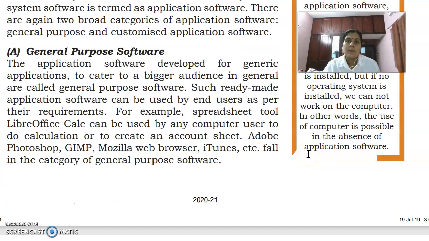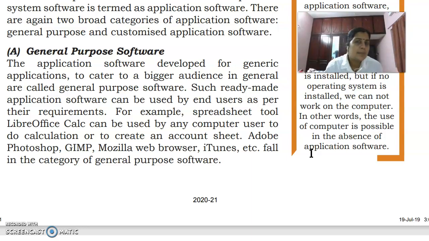Customized software means software for a particular purpose only. For example, some software is used for accounting purposes only. These are known as customized software. General purpose software has a bigger audience. It is ready-made, already available, and we can install it on our computer, like MS Word, Excel or Adobe Reader. Any computer can use that application software. A large volume of people use it, which is known as general purpose software. Next is customized software, which we can discuss in the next class.